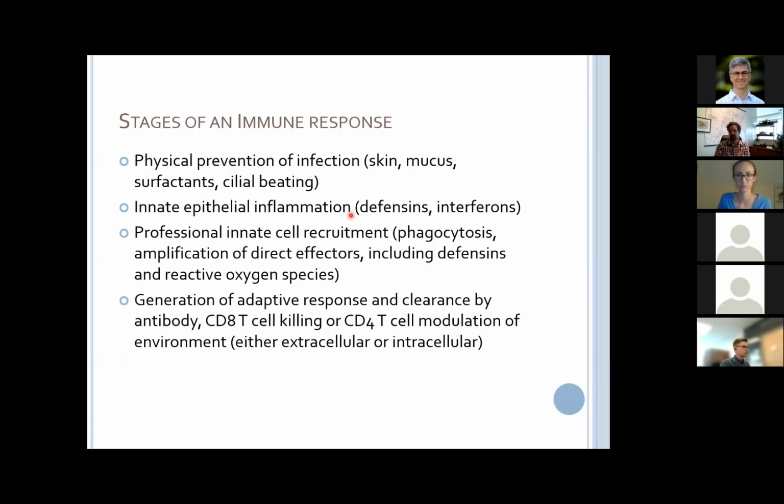And these are all the surfaces that have exposure to the external world that are going to be where the pathogens mostly enter. There are some pathogens like dengue that was just mentioned in the chat that will come in directly into the blood, and so there'll be endothelial and blood cell inflammation. And then you have the round of professional innate cell recruitment, which can have direct effector mechanisms that attack the pathogen. And then if all of these fail, you generate your adaptive immune response, which includes CD8, CD4 T cells, and B cells.